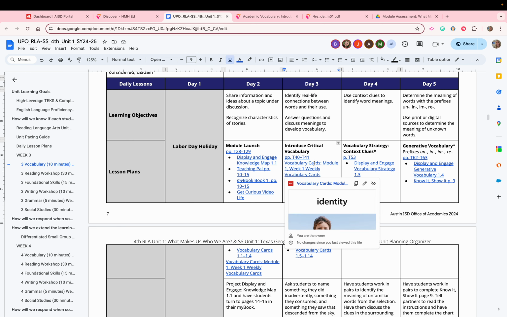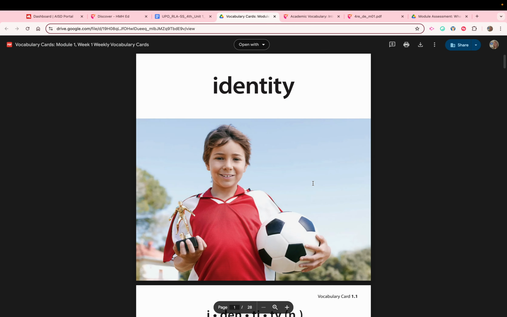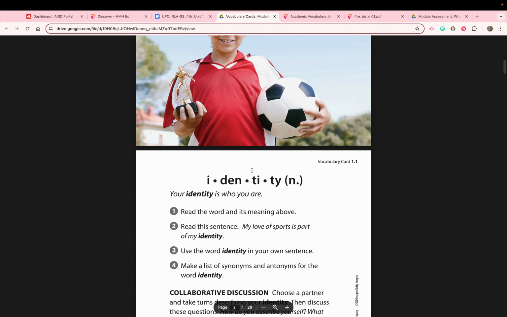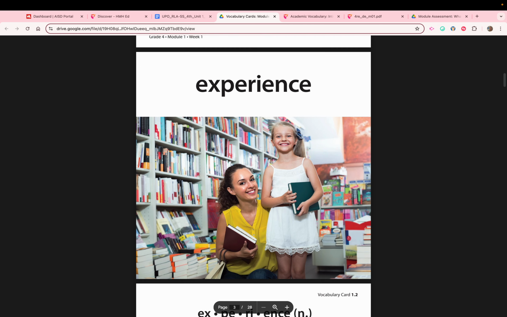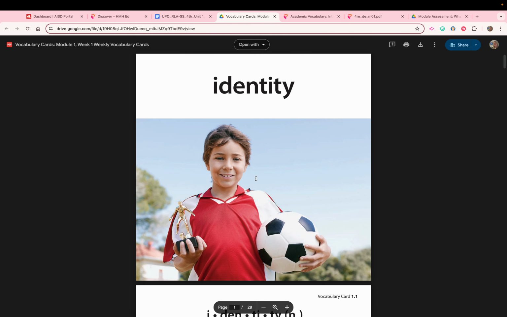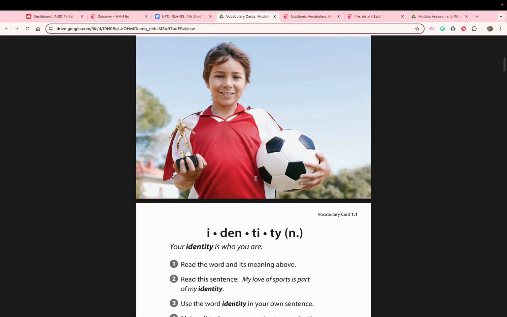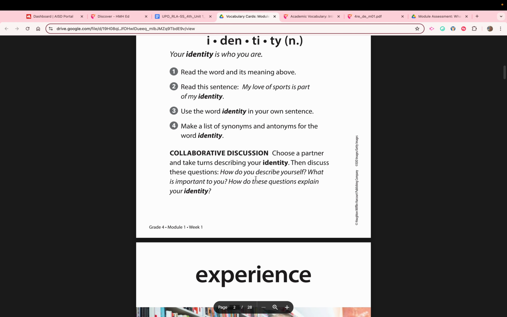link titled vocabulary cards. So if I click on this link, here are the vocabulary cards, and notice they're listed Module 1, Week 1. So these are all the cards for a whole week. This could be something that you print out. I've seen teachers print them out like 4 on a page, so that you just have some little cards that can go over into a center.